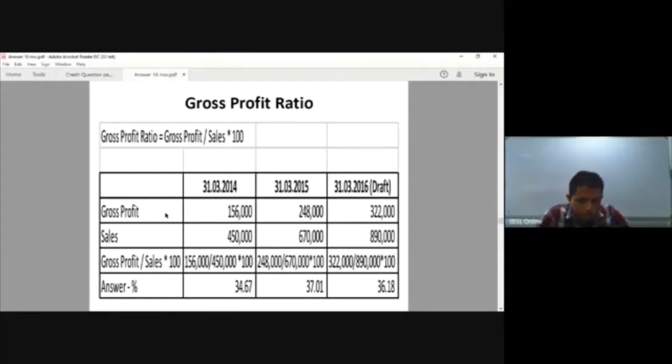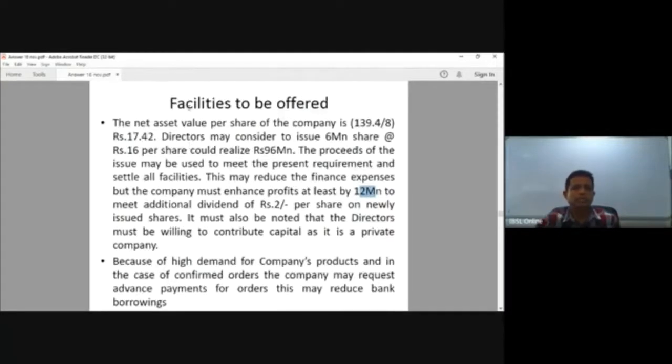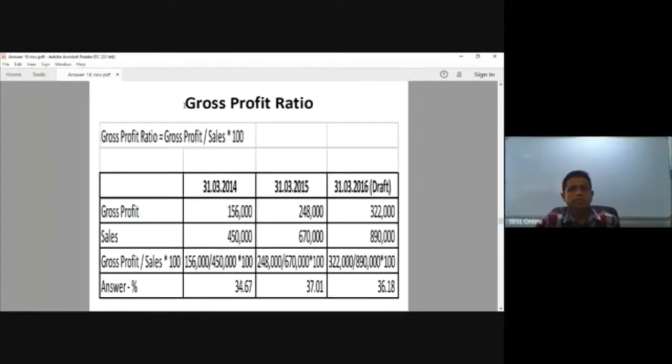First ratio is the GP ratio. I am not wasting much time on these calculations. For the GP ratio, easily you can take the figures, gross profit and sales, from the income statement. Here you can calculate gross profit and sales, and then calculate the GP ratio.